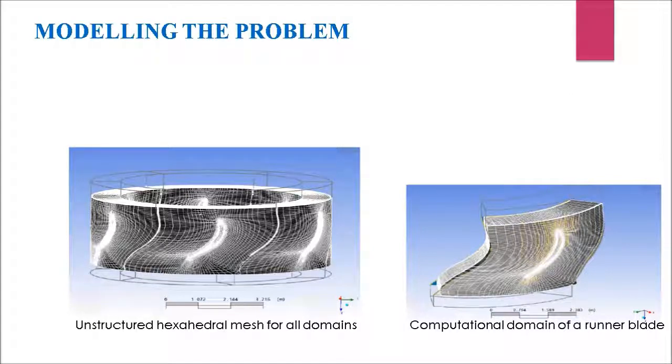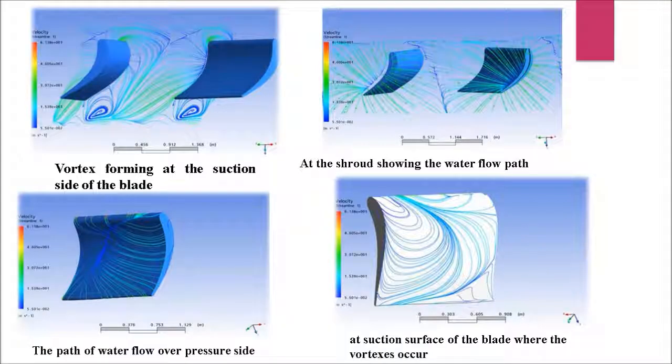The right hand side figure shows the computational domain of a single runner blade, and the left hand side shows the compilation of all such domains together. Looking at the pictorial representation of velocity from CFD results. First picture shows us velocity streamlines at the hub showing vortex forming at the suction side of the blade near the trailing edge where the low pressure region is created.